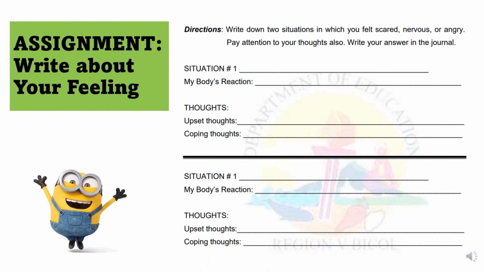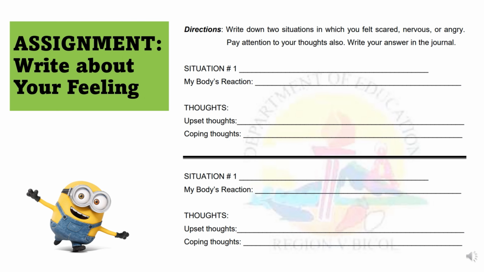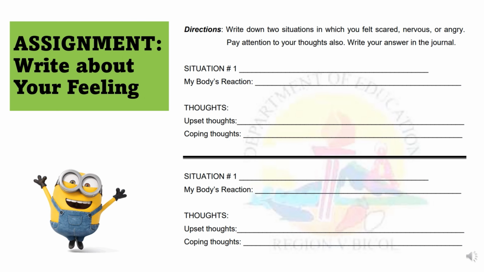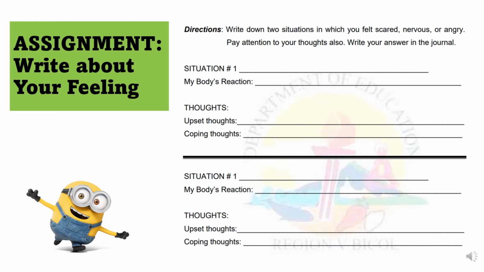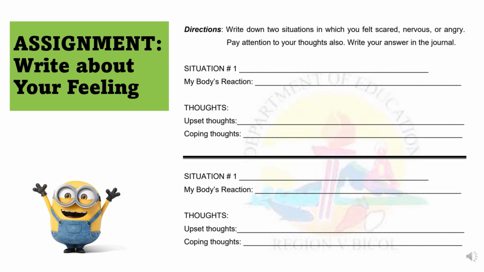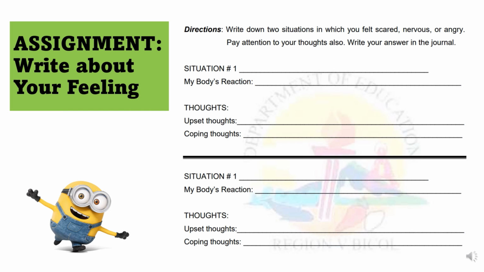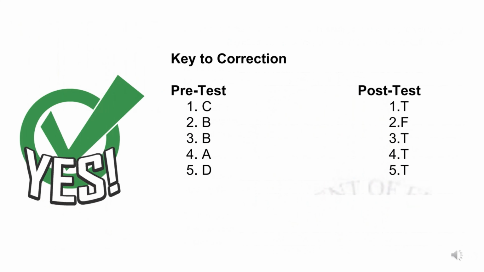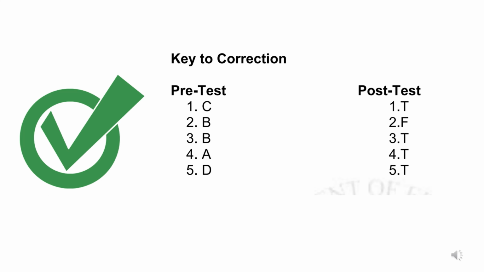Assignment. Write about your feelings. Directions. Write down 2 situations in which you felt scared, nervous, or angry. Pay attention to your thoughts also. Write your answer in the journal. Please check your answers with this answer key.